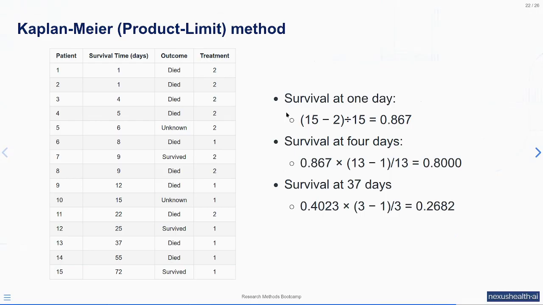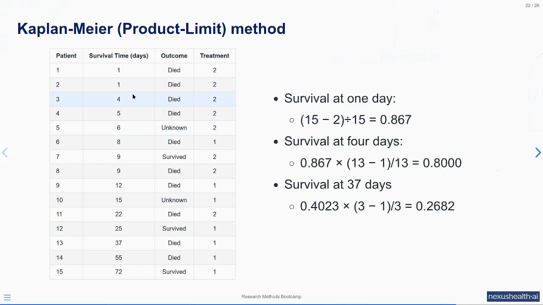So for example, let's look at it. On day 1, survival at 1 day. So on day 1 we had all 15 patients present, isn't it? And then one patient died. So this patient number 1 died on day 1. So survival at day 1, or rather day 2, because we had patient 1 and 2 dying, so 2 patients died on the first day. So survival at day 1 is 15, the total number of patients, minus 2 patients who died on day 1, because it's survival time day 1. So you have 15 minus 2 divided by the total number of people at the beginning of that survival period. So 15 minus 2 divided by 15 gives us 0.867.